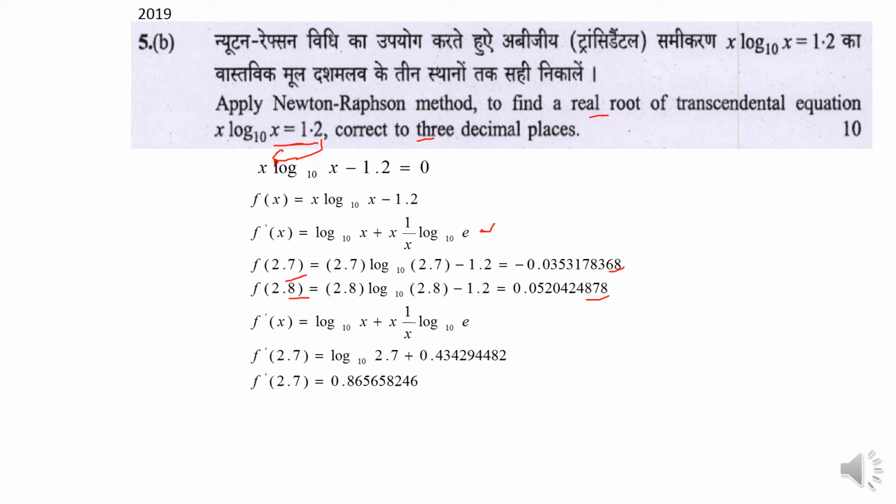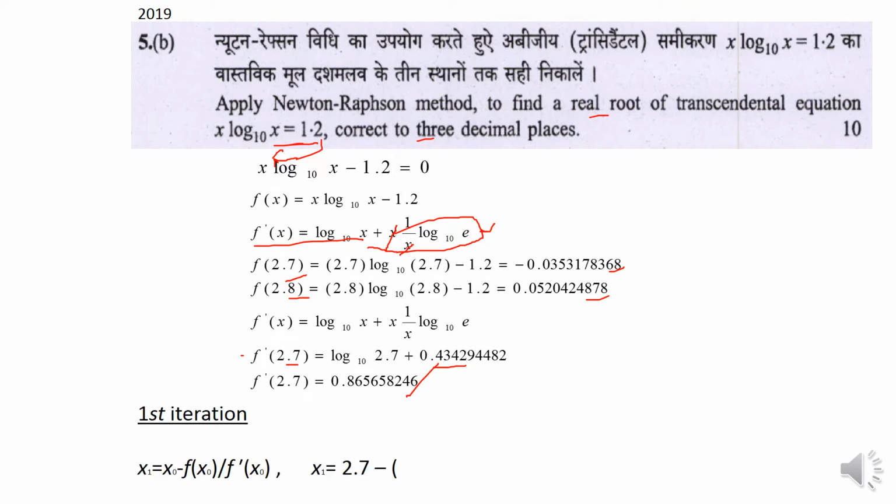So it means there is one root that lies in this interval, that is 2.7 and 2.8. We find the function derivative at 2.7, which means in this derivative we substitute the x value as 2.7. So this x is cancelled out. So log 10 base 2.7 plus log 10 base e is this much. So we got this value.